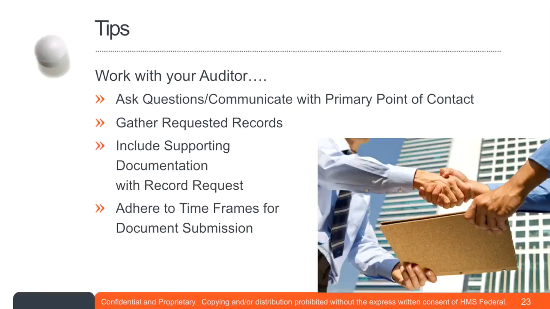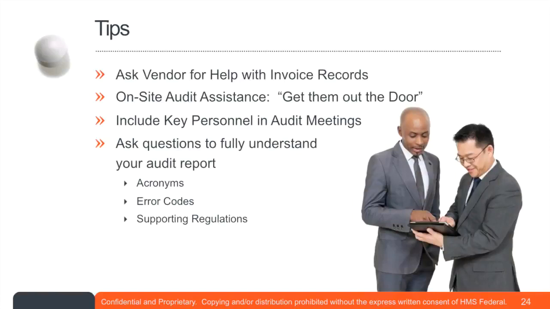Other tips, to ask a vendor for help with invoice records. So when you're audited, the auditor may ask for invoice records where they will take a look at your virtual inventory. And with that, it's going to probably help the pharmacy out a lot to just ask your vendor, ask McKesson or AmerisourceBergen or Cardinal for help with those invoice records, or maybe ANDA or whatever wholesaler or supplier you use. Get some help from them.